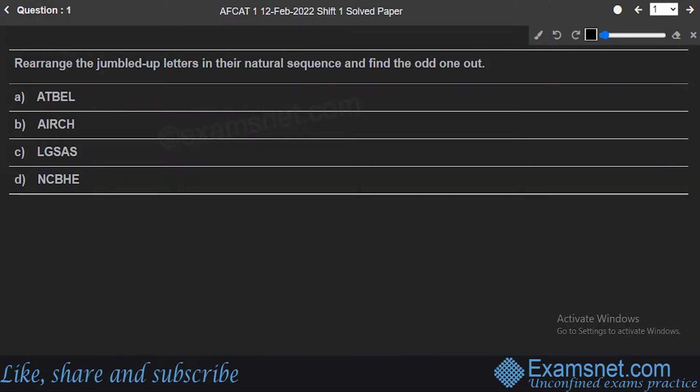Today we'll be solving the FCAT 1, 12 Feb 2022 Shift 1 paper. This paper is going to have around 100 questions. So let's start. The first 25 questions are going to be of your mental ability. So I'm starting with the first question.